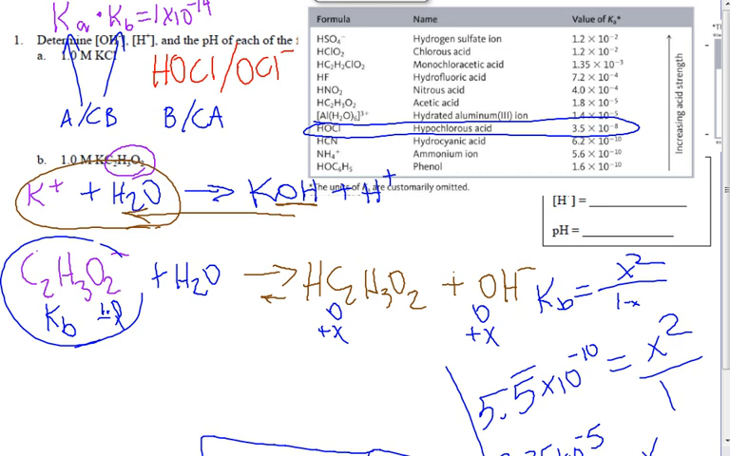Since we know the Ka for HOCl is 3.5 times 10 to the minus 8, we could figure out the Kb for OCl, which is called hypochlorite, just by doing some division. Let me pick up my calculator because I don't have this pre-done. Shame on me.